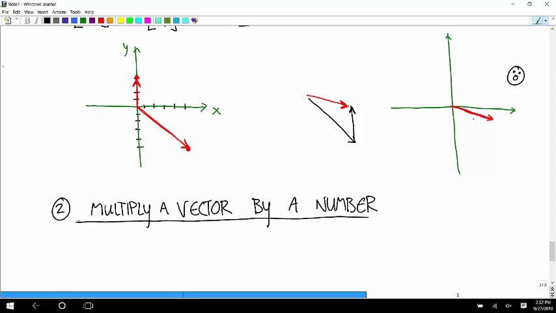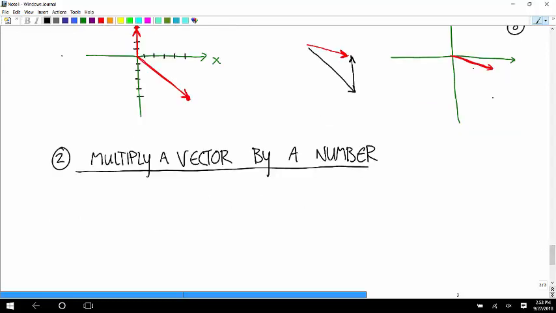And mathematically, when you do it in components, that is an easy calculation. So if you have a vector AB and you want to multiply it by the number C, the X component is going to be the number times the X component, so that'll be C times A. And the Y component will be the number times the Y component, so that's CB.